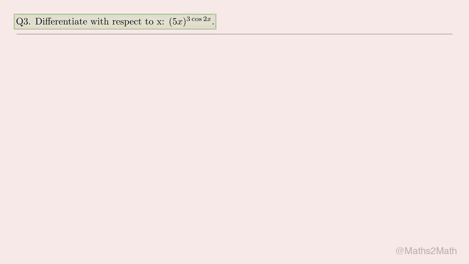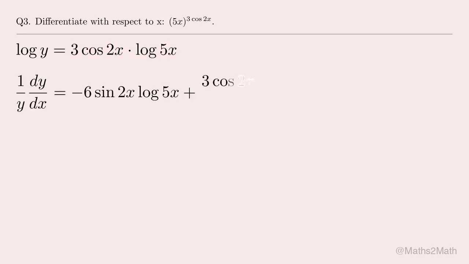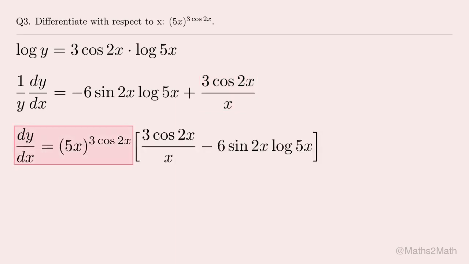Question 3. A variable base with a trigonometric exponent. Logarithmic differentiation. Logs bring the 3 cosine 2x down as a factor. Take logs. Product rule, minus 6 sine 2x times the log, plus 3 cosine 2x over x. Multiply back by y.